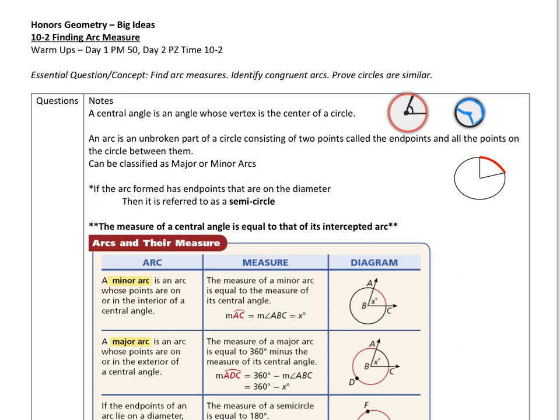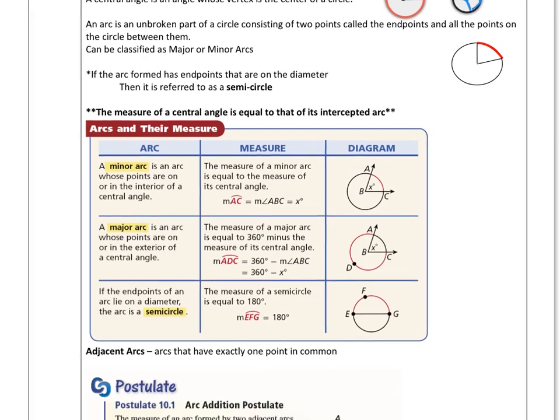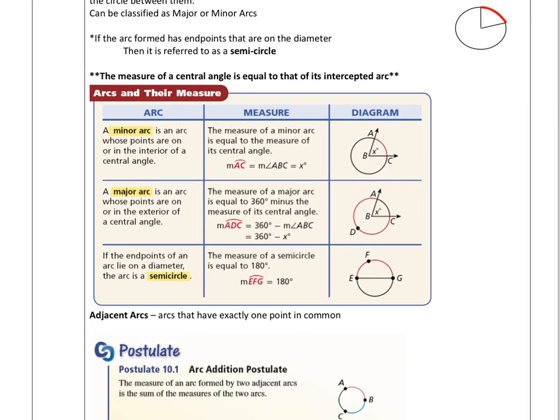So looking at the definition, which we have right here, and I will move this up so you guys can see it a little bit better. A minor arc is an arc whose points are on or in the interior of the central angle. So here's my central angle. This would be my minor arc because all the points are on or in the interior of that angle. And the major arc would be this one right here, whose points are on or in the exterior. So all these that are in the exterior, that would be the major arc.